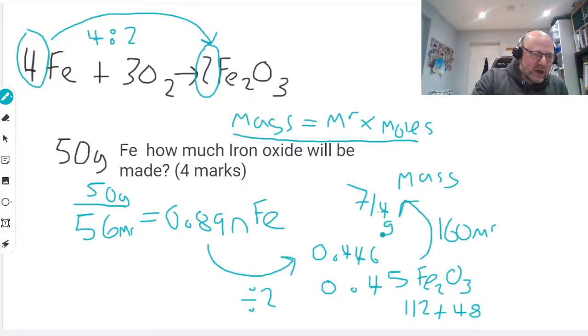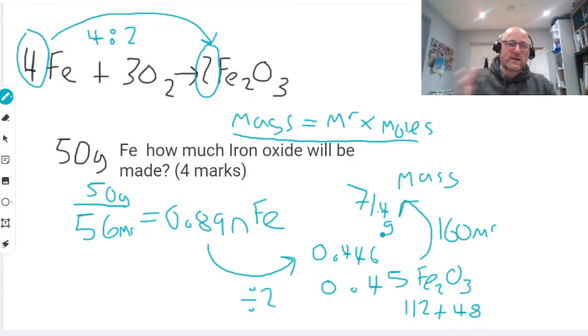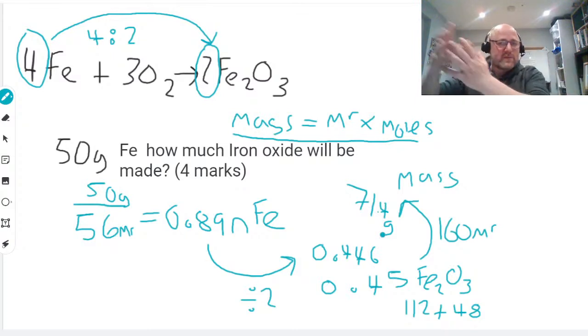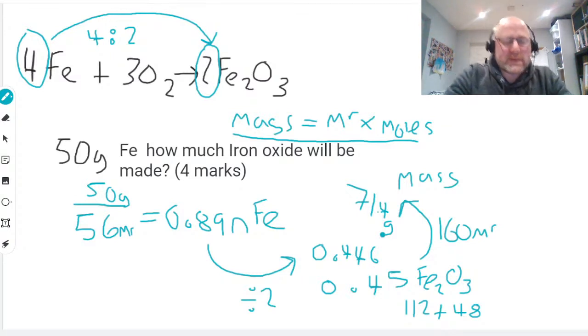And then you check it in your head. You say, well, if I added oxygen to something, would it get heavier? And the answer is yes. So I'd expect it to go up from 50 to 71.4. Yeah, it's probably 71.36 with my crappy maths there. But yeah, so well done. So that's a reacting mass equation. I just wanted to do that one.